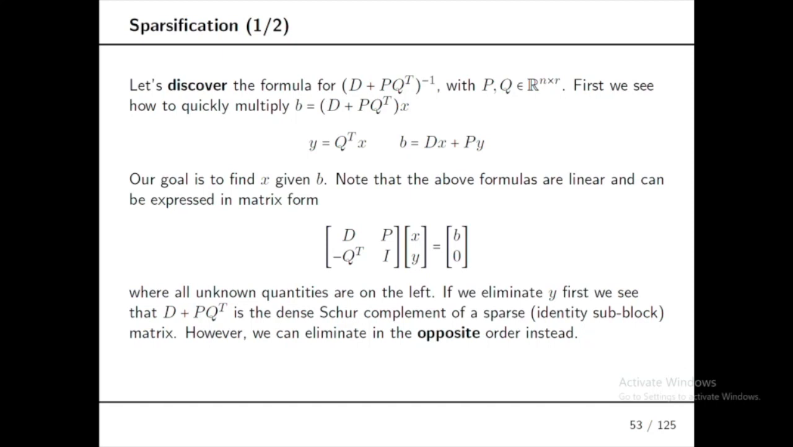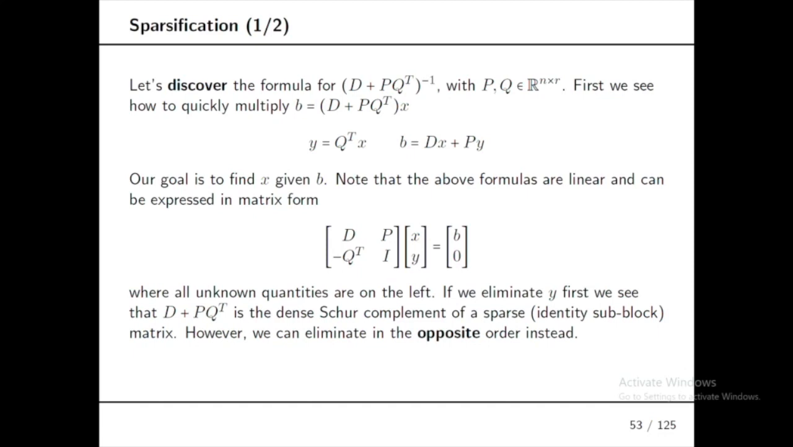Now my goal is, given b, I want to find x. I want to apply the inverse. But notice that the same equation applies again. Of course, along the way, I have to find y, but that's fine. And this is a nice square matrix, so I can ask, is this invertible, and so on and so forth. And of course, I can do this. Notice that if I do Gauss elimination in the wrong order on this, so if I eliminate y from this equation first, I get the Schur complement of this block, which is what I started with, D plus PQ transpose.